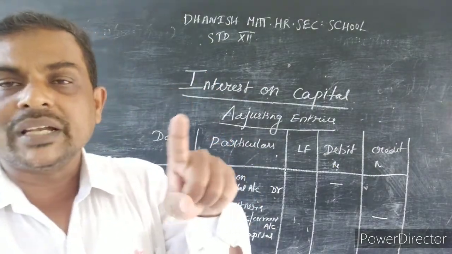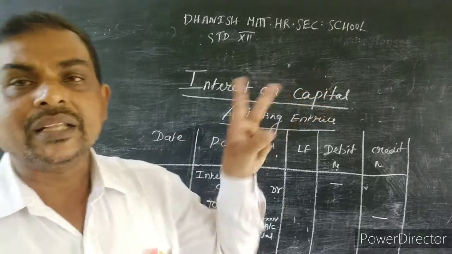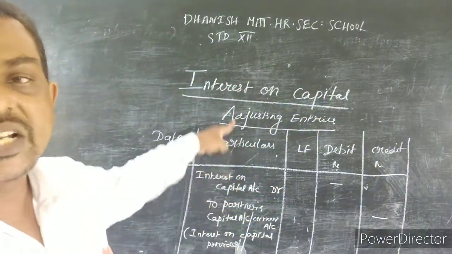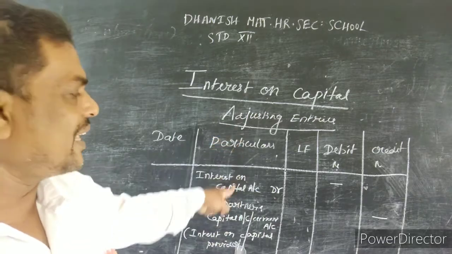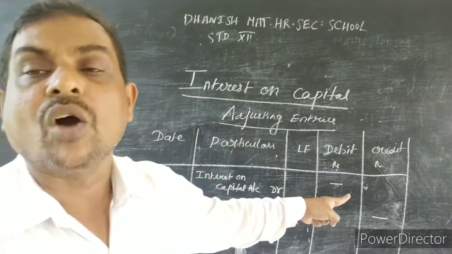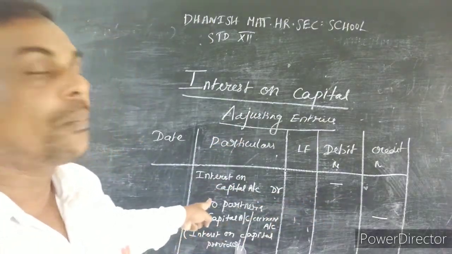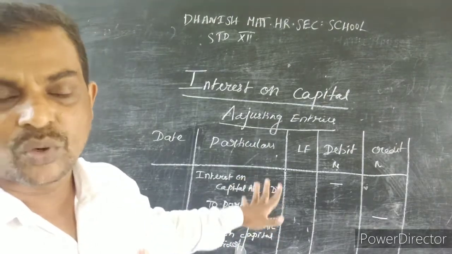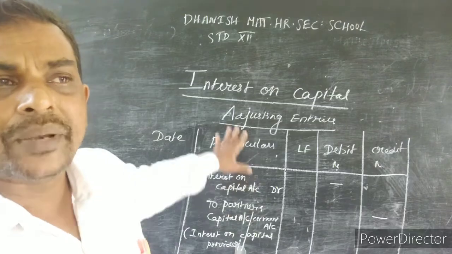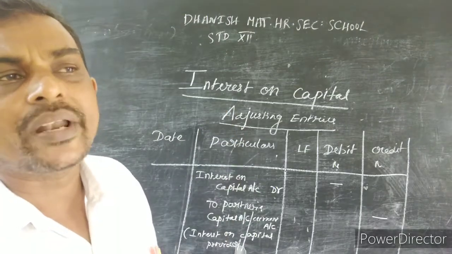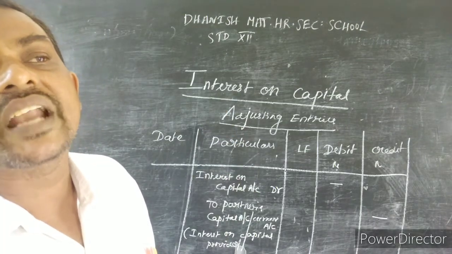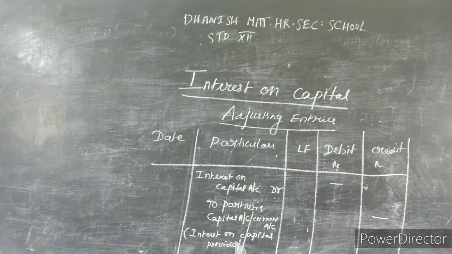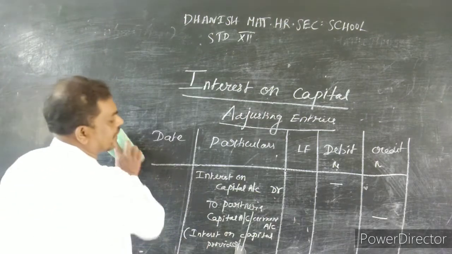For that is adjusting entry. For interest on capital, there will be two entries. One is adjusting entry. The adjusting entry for interest on capital is: interest on capital account debtor to partner's capital account or current account, depends upon the sum. So after completing this journal entry, you have to write one more entry. That entry is called transfer entry. So this is adjusting entry. Now I am going to teach you transfer entry.